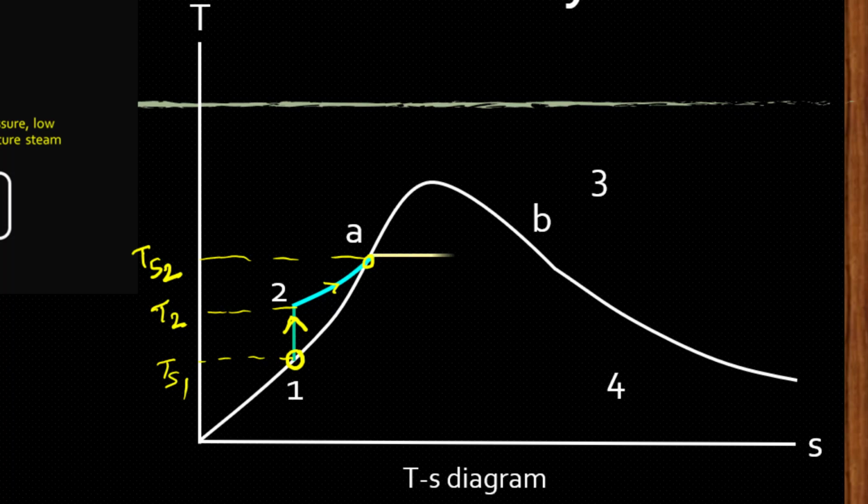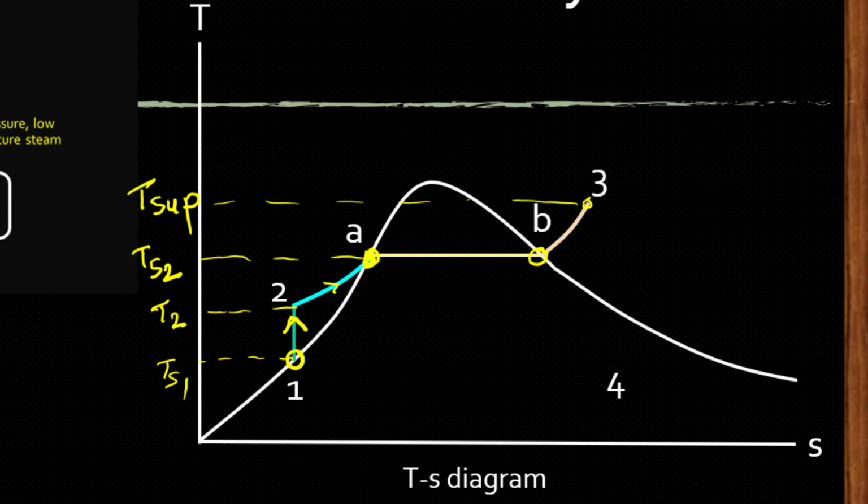So from A to B, this part represents the latent heat of vaporization. At point A, this is 100% water at saturation temperature. At point B, this is 100% dry steam at saturation temperature. After that, there will be addition of superheat, and that will make the steam superheated steam. This point 3 represents the temperature of the superheated steam, that is T sup. So this is heat addition from point 2 to 3 inside the boiler.